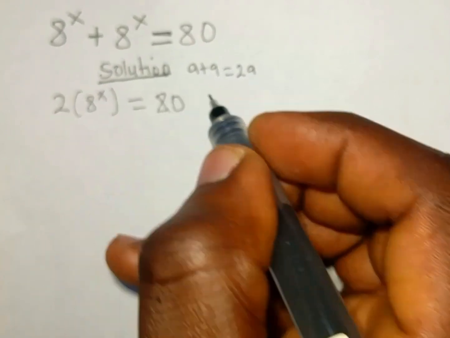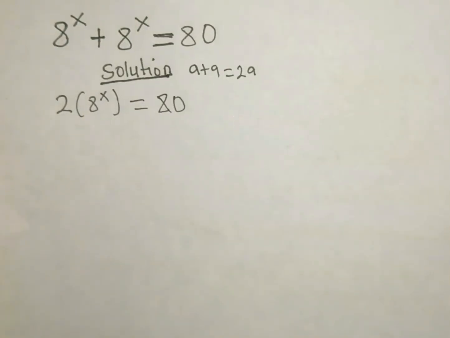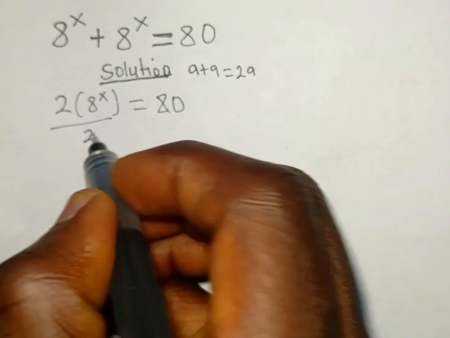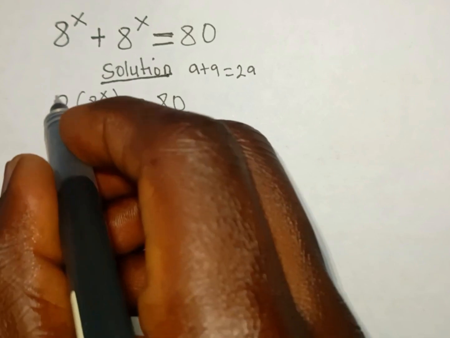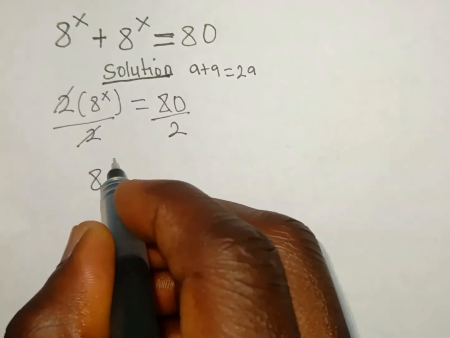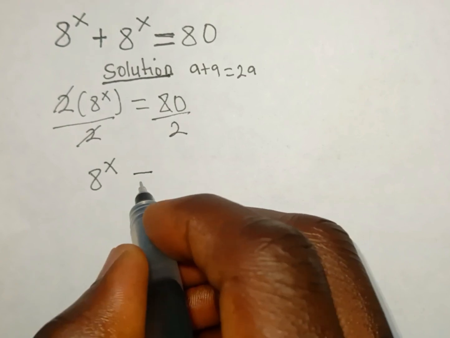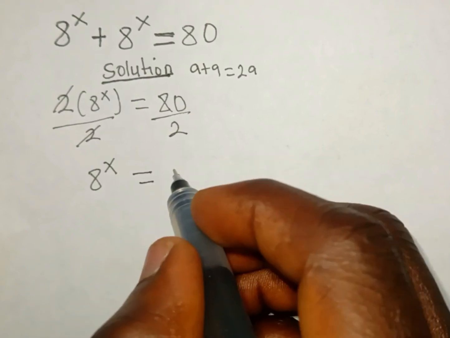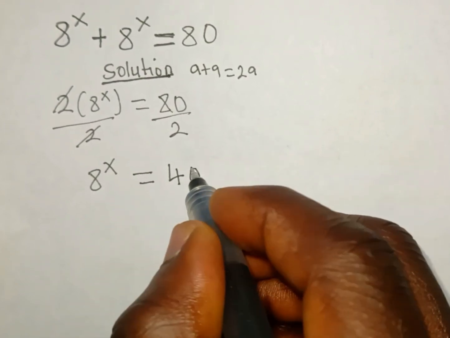This is equal to 80. Now the next thing we're going to do is divide both sides of this equation by 2 in order to eliminate these two. So we divide the left hand side by 2 and the right hand side by 2, so that this 2 is going to cancel these 2. We are left with 8 raised to the power of x on the left hand side, which is equal to 80 divided by 2, giving us 40.